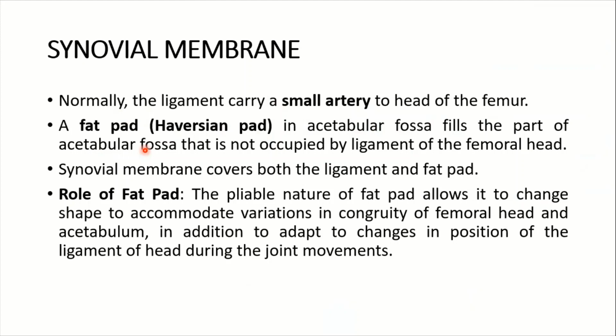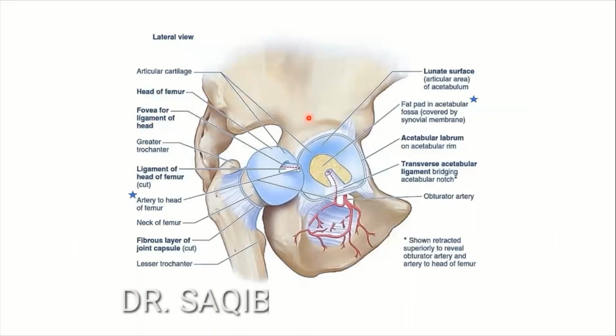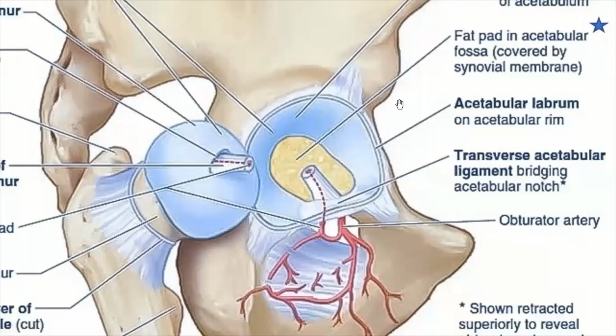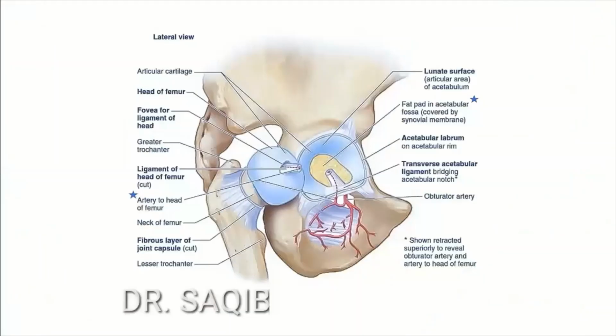So the role of the fat pad: its pliable nature allows it to change shape to accommodate variations in congruity of the femoral head and acetabulum, in addition to adapting to changes in position of the ligament of the head during joint movements. So you can see this fat pad, or Haversian pad, in the acetabular fossa covered by synovial membrane. I discussed the role.